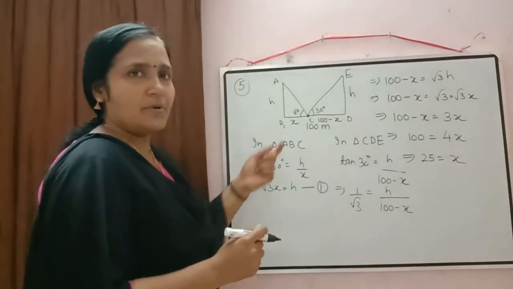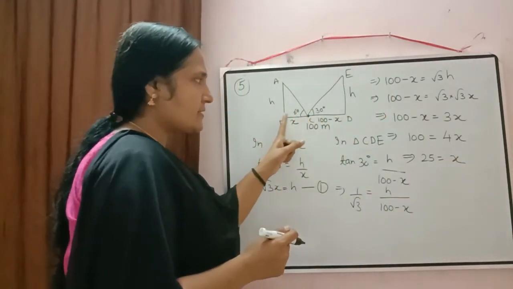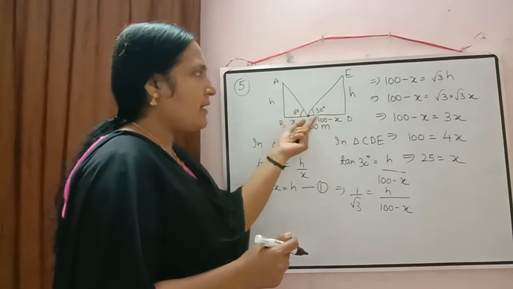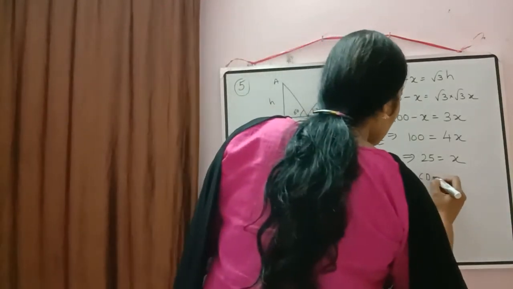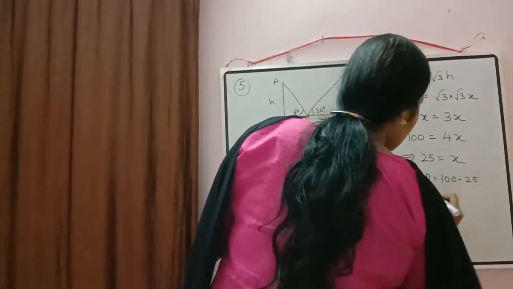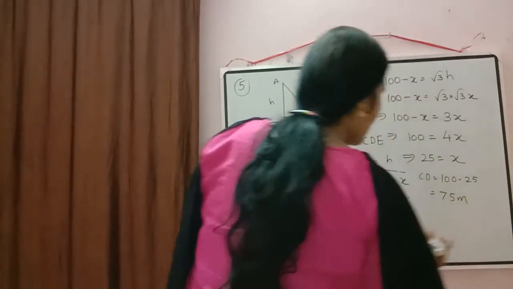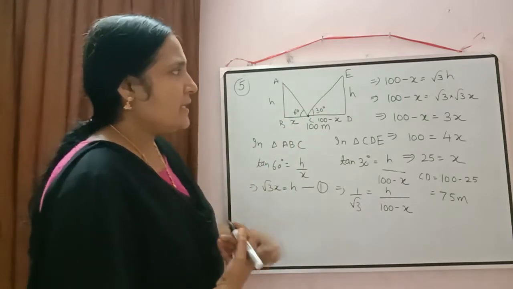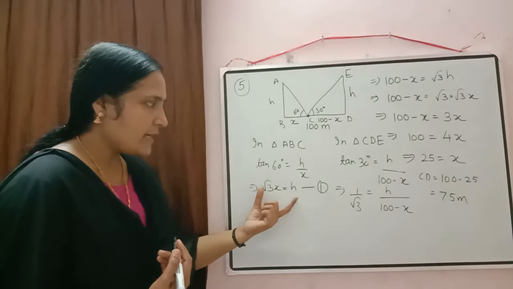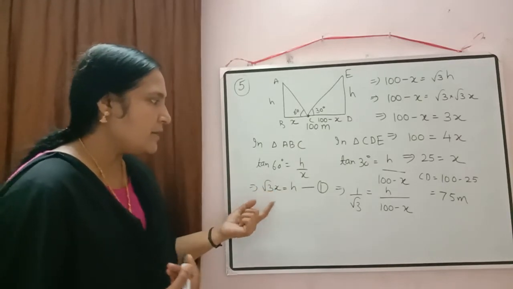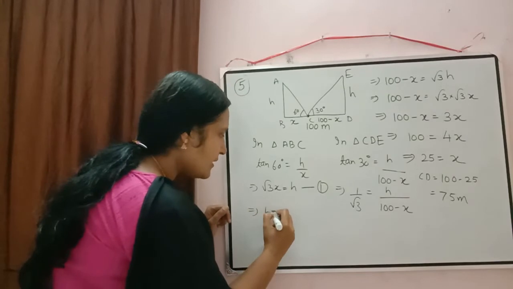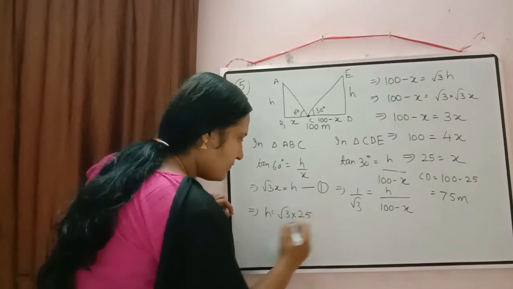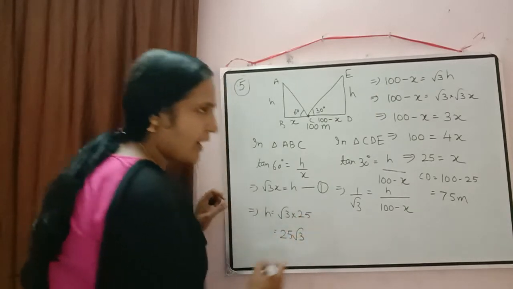So x is equal to 25 means the position is at a distance of 25 meter from the first pillar. And from the second pillar, how much will it be? CD will be equal to 100 minus 25, so that will be equal to 75 meter. So we got the position of the point. Now we need the value of h. For that, h is equal to root 3x. Now substitute here: h is equal to root 3 into what is the value of x? 25. So height is equal to 25 root 3.